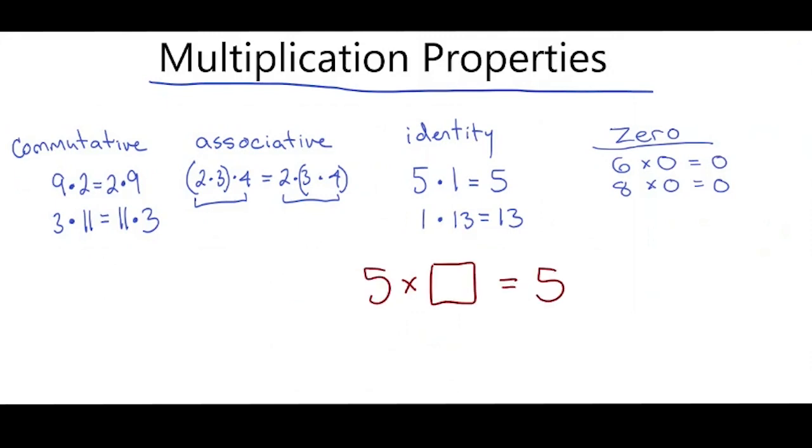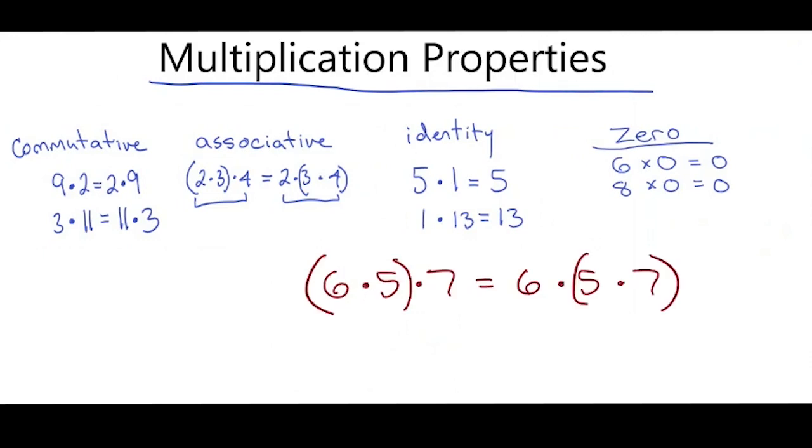So here I have 5 times something equals 5. So what can I multiply 5 by and still get 5? Well, that's the identity property. Matter of fact, that's the example I gave right there. 5 times 1 equals 5. So here I have 0 times 13 equals 0. Which property is this? Well, it has a 0 in it and it equals 0. So I would say that it is the zero property.